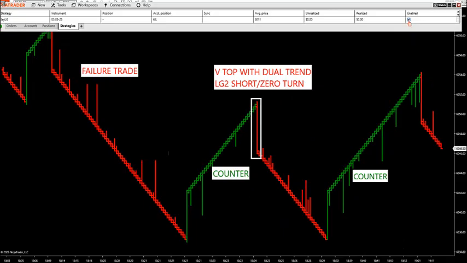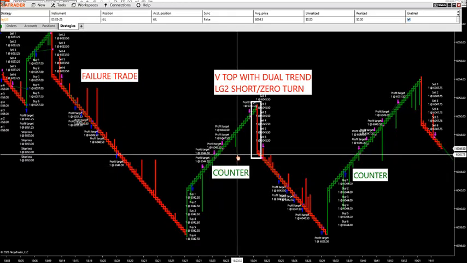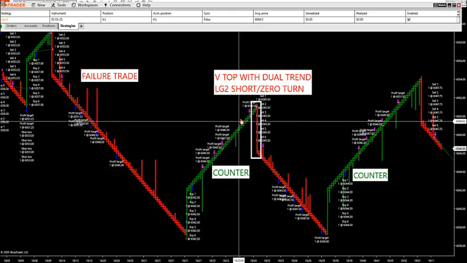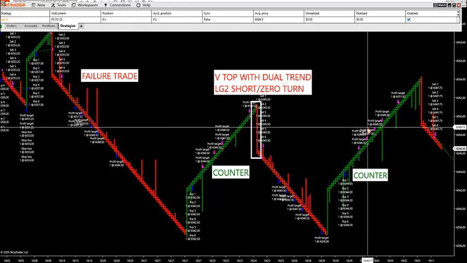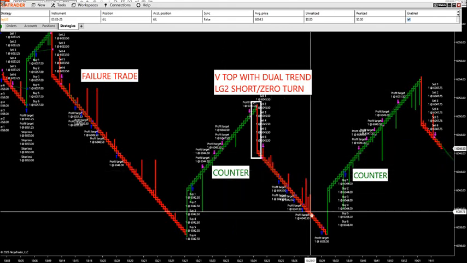Right? So if you toggle this on, it's going to take all counters against zone. This was against zone. This was against zone. But it will also take all the ones with trend also.